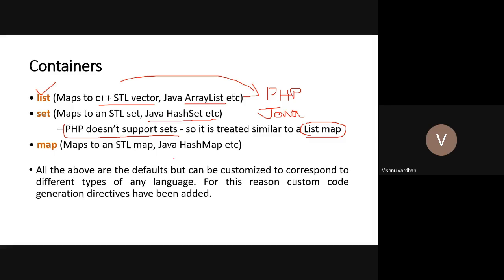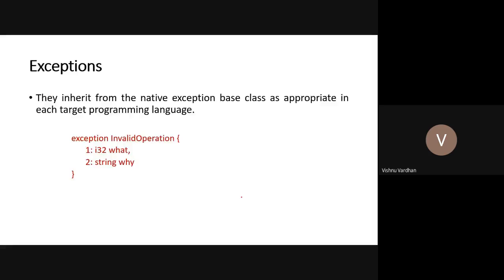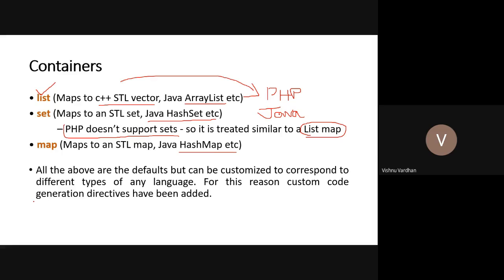Maps to an STL map. Maps are similar to the hash map which you find in Java or in .NET or in some other programming language. All the above are the defaults but can be customized to correspond to different types of any language. So for this reason, custom code generation directives have been added. Okay, so there are some exceptions there. The custom code directives are there. So some exceptions are also there along with these data types.